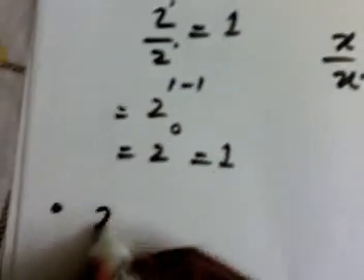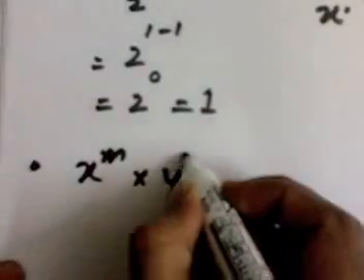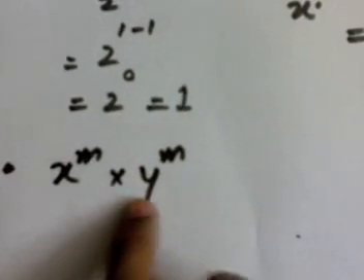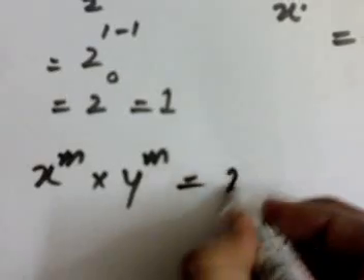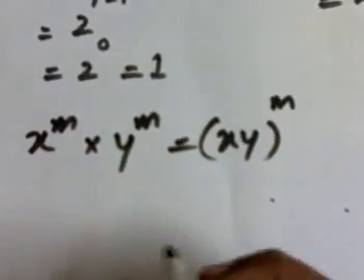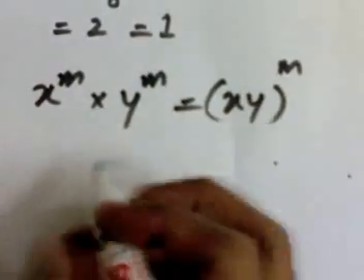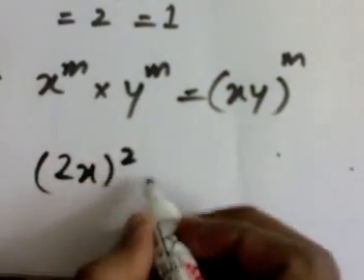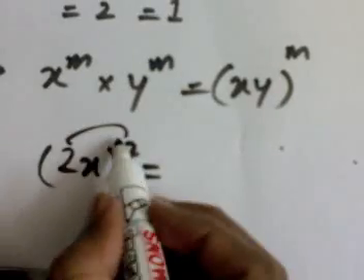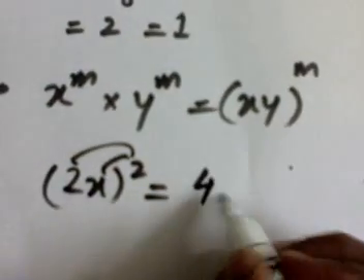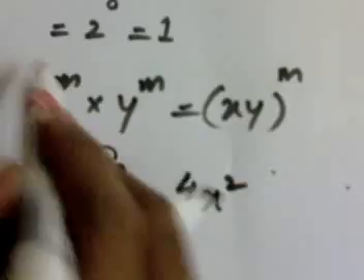So now x^m into y^m, what does this become? If different bases are given and the powers are the same, we can combine the powers, and either way we can split it as well, because (xy) raised to power m, you might have observed such a case, (2x) squared, this power applies on both, so this will become 4x squared. So this is a very important rule.